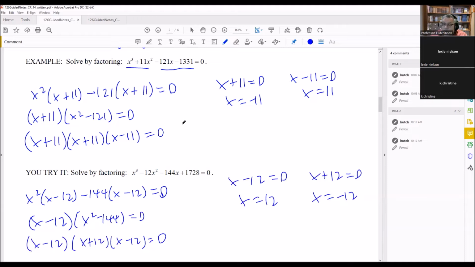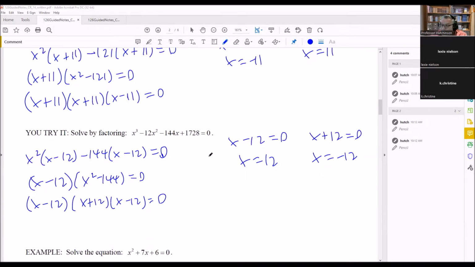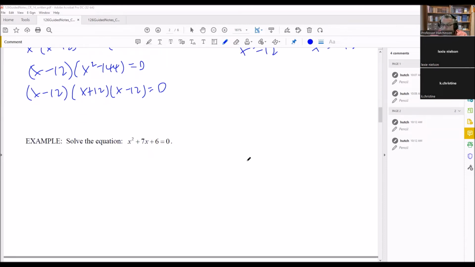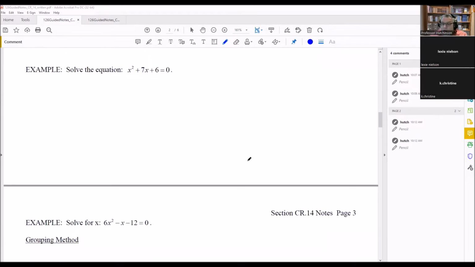So that's how you do those. If you have three pieces like that, there is one of those kind of problems that's in the homework. So that's how you want to tackle that, is by using the grouping method. All right, now the rest of these, solve the equation. Okay, so solve the equation just means that we have to factor it and set it equal to 0. That's all we have to do there.